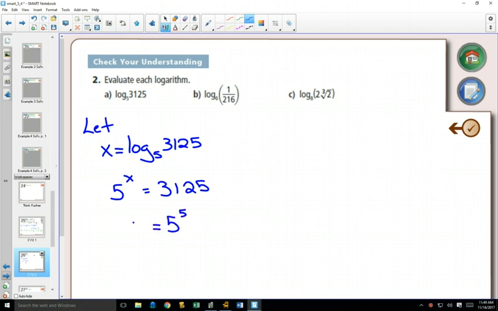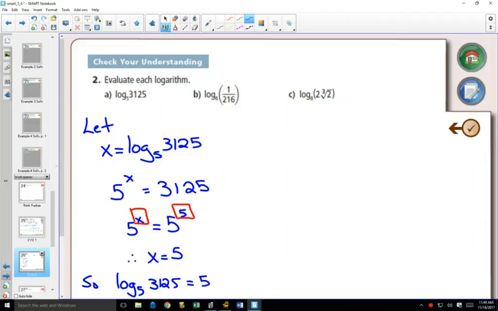3125 is 5 to the 5. So once we get 5 to the x equals 5 to the 5, this is our same technique that we used yesterday, where if we can get the bases the same on both sides, once the bases are the same, then these exponents need to be the same. So we can tell from here that x has to equal 5. So you could even write your final statement that you now know that log 5 of 3125, you've evaluated it, it's equal to 5.